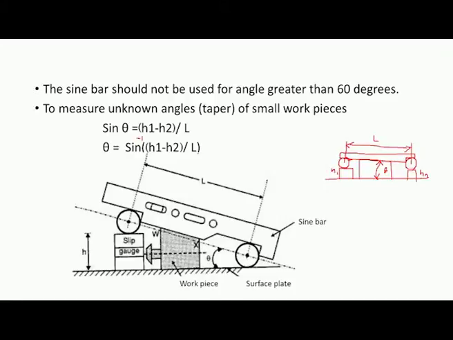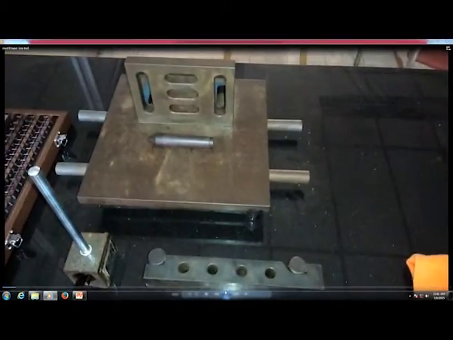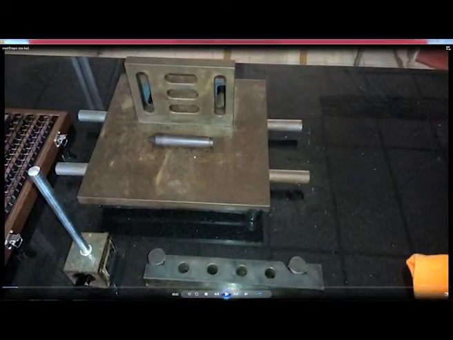Now, we will conduct a simple experiment to learn how to measure the angles using sine bars. Now, you can see the arrangement for measurement of taper angle of this particular tapered component. We have the surface plate, we have to clean the surface of the surface plate, and then we have to keep the cleaned workpiece on the surface plate. We can take the help of an angle plate for proper mounting of the sine bar.